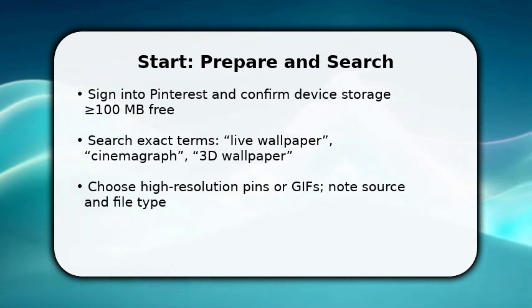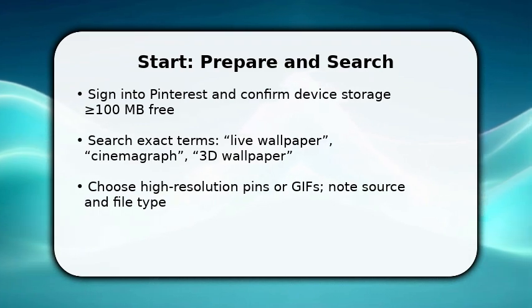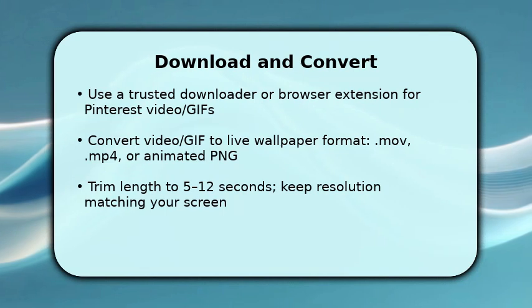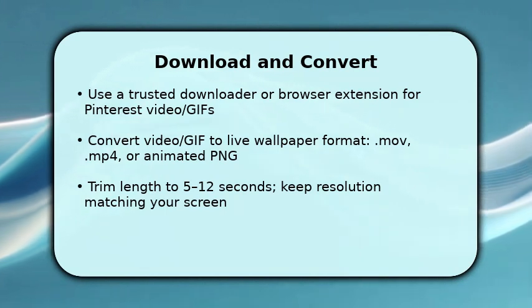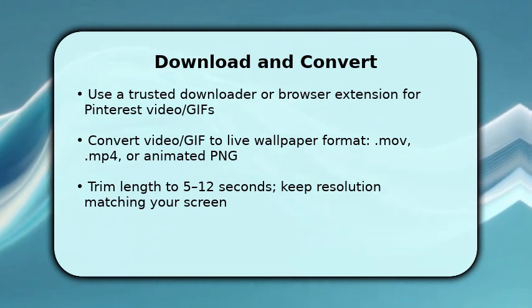Once you find the original file or source, copy the post link and prepare a downloader app or browser extension so you can grab the action. Once you have the pin link, use a trusted downloader or extension to save the video or GIF to your device. Make sure the app supports Pinterest media.